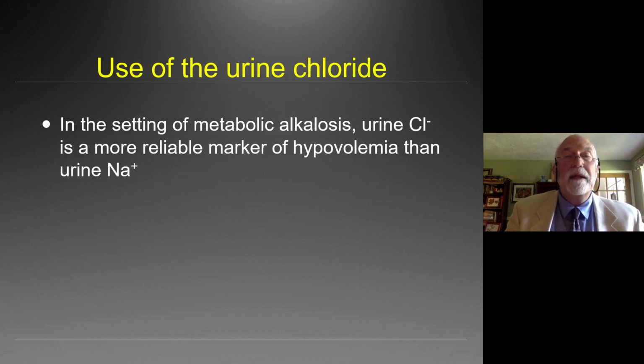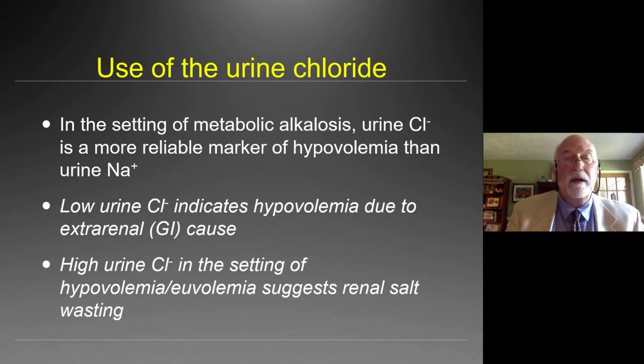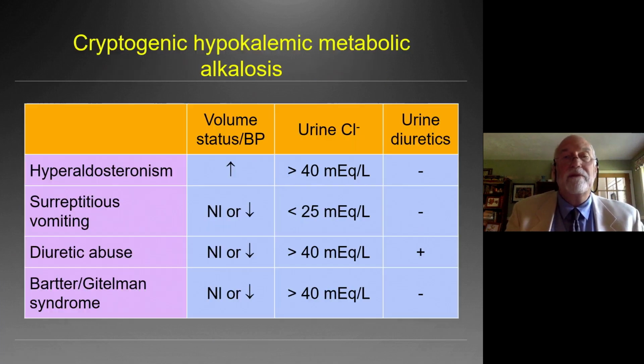So in the setting of a metabolic alkalosis, the urine chloride is actually a better marker than the urine sodium. And that's because of the filtered bicarbonate, which is negatively charged and requires a positive ion to go out in the urine with it. And we only have two in the urine that we can use, and those are sodium and potassium. So the urine sodium may be elevated, but the urine chloride will be low in the setting of hypovolemia due to extrarenal GI causes. If the urine chloride is high, it suggests renal salt wasting, such as with Bartter's, Gitelman's, or the use of a diuretic.